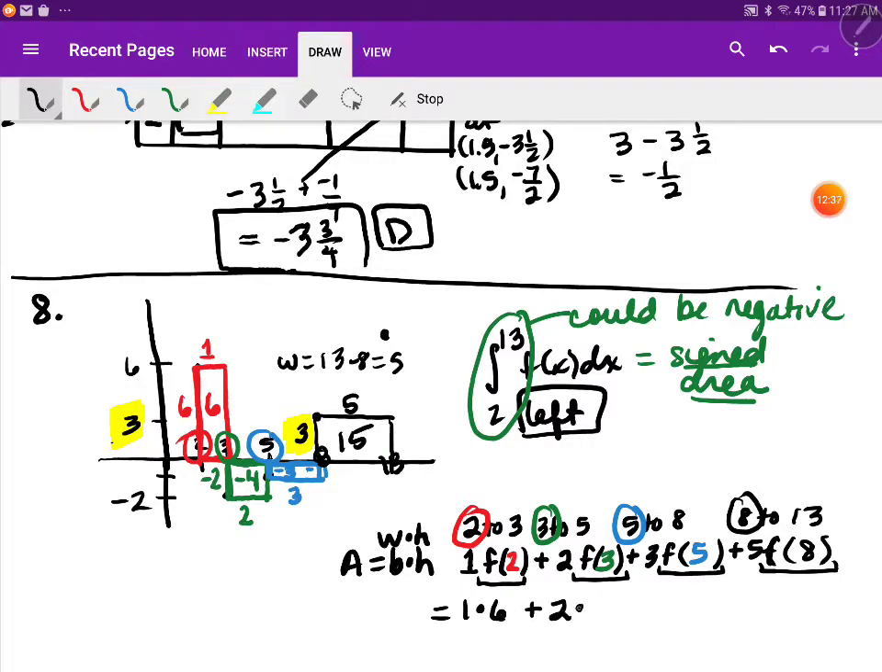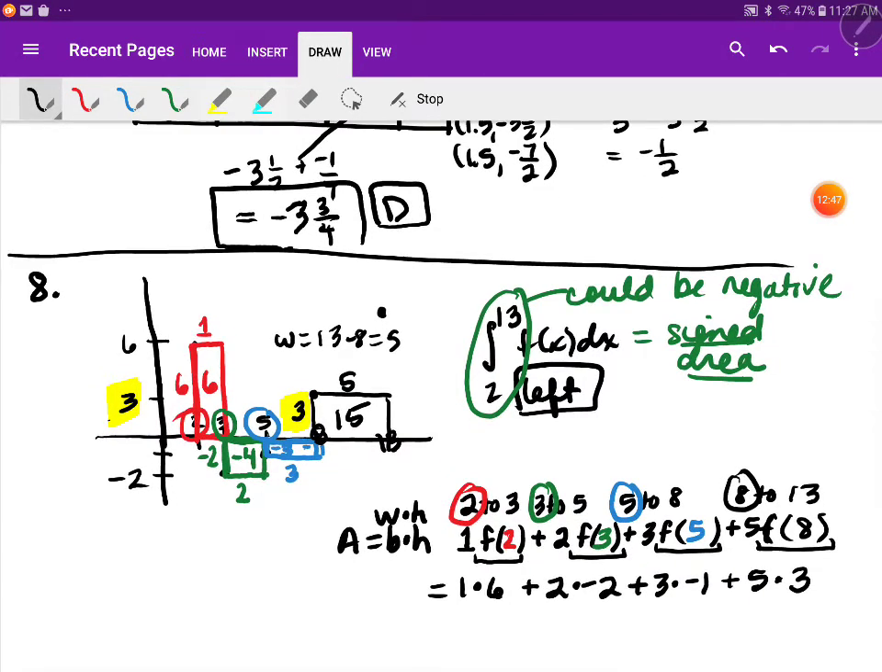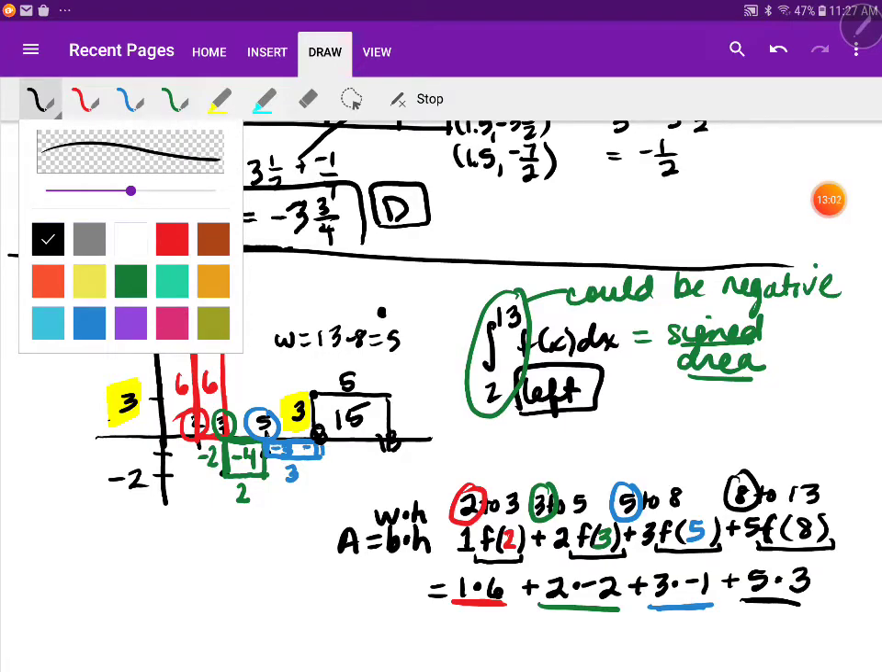Then 2 times f of 3 in the table, that says it's -2. Plus 3 in the table, that says it's -1. And that in the table is a 5, f of 8. And notice that we get the same things. This is my red area. This is my green area. This is my blue area. And then this is my black area. Okay, and then you just work those out.